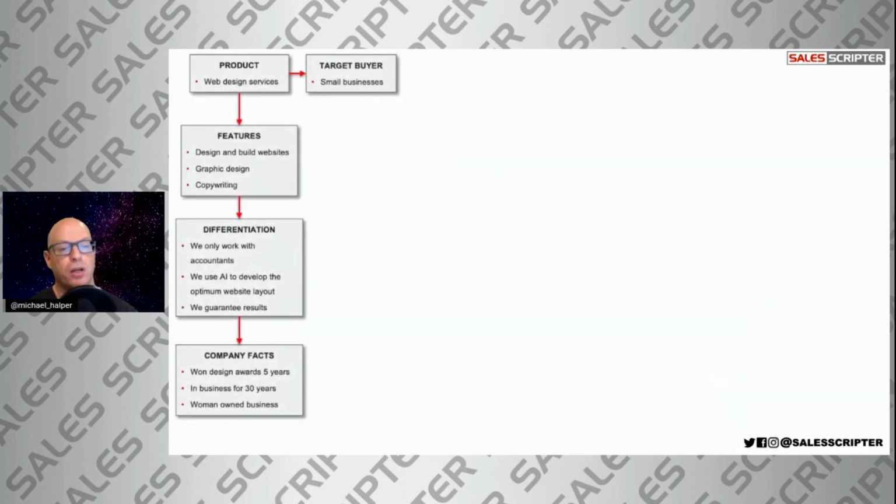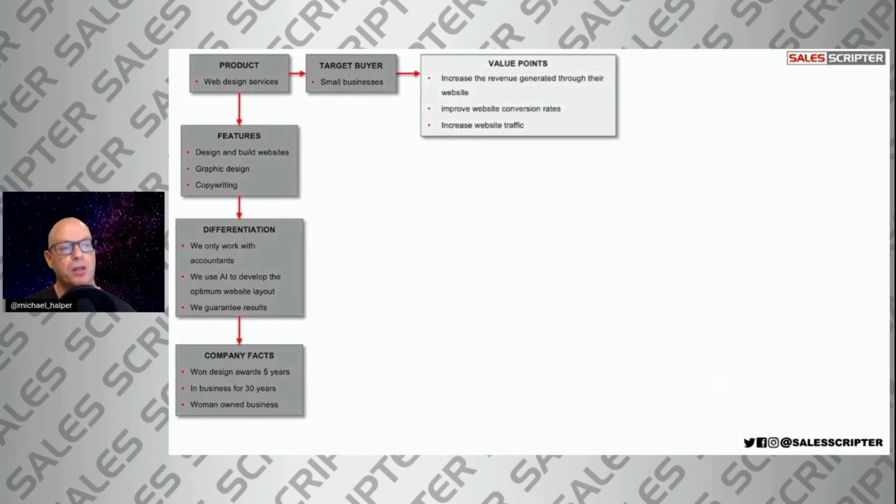All right, so let's get back to our example. We identified the product, web design. We're targeting small businesses. The next step is, how do our web design services help small businesses? Well, we help them to increase the revenue they generate through their website. We improve website conversion rates, and we increase their website traffic. So just 3 quick benefits there. We could go on to add more, but for demo purposes, that is the value that we offer. And notice that if we change that target buyer type to large corporations, maybe it's improving their marketing programs, improving the alignment between sales and marketing, totally different value points.